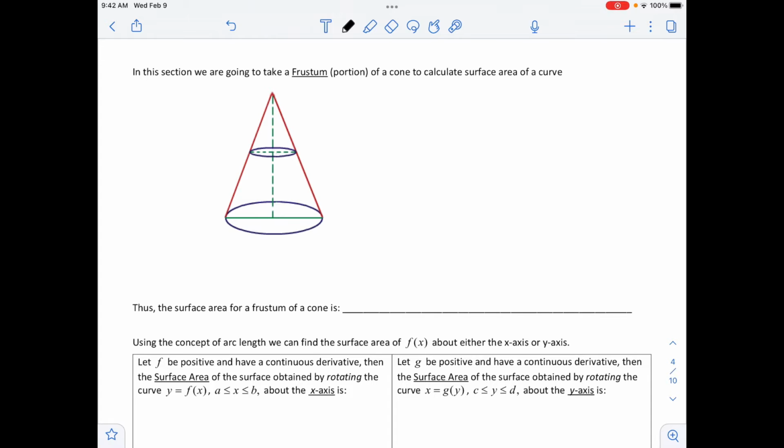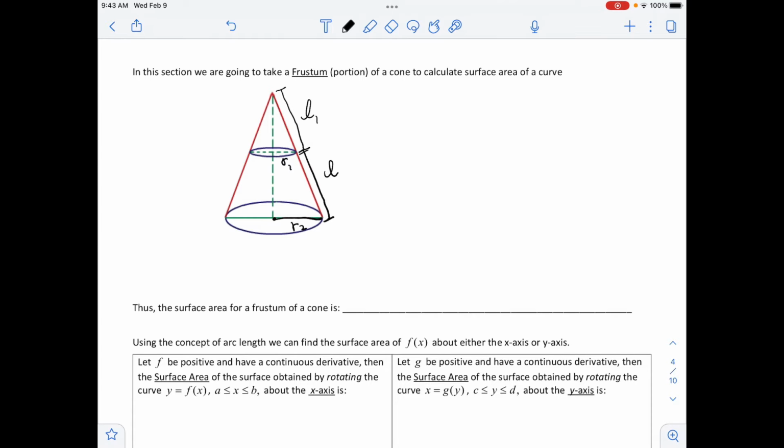In this section, we're going to take a frustum, a portion of a cone, to calculate the surface area of the curve. So in order to do this, we have a picture here we're going to look at. We're going to call the bottom radius down here R2 of the larger cone. And then you can see the smaller cone up here, we'll call the other radius R1. Likewise, I'm going to call this smaller slant length L1. And then we'll call the remaining part of the slant height of the larger cone L.